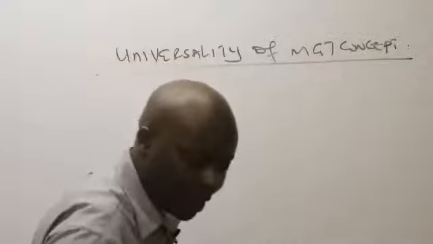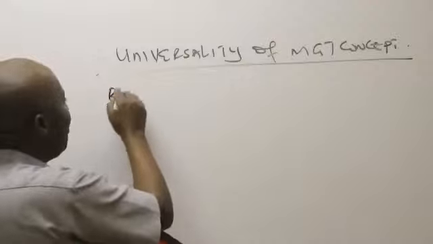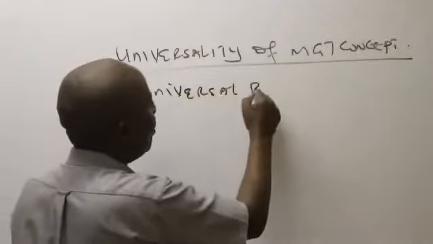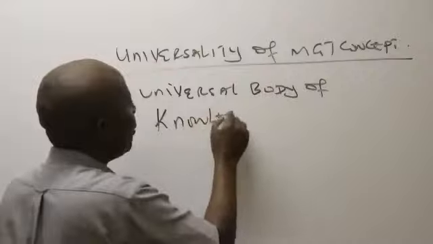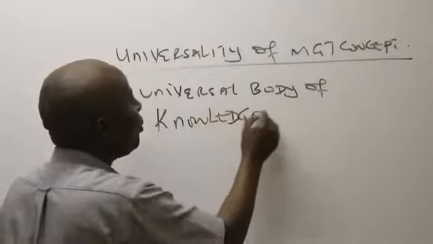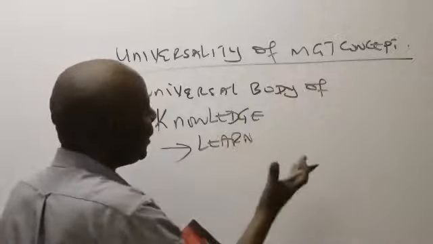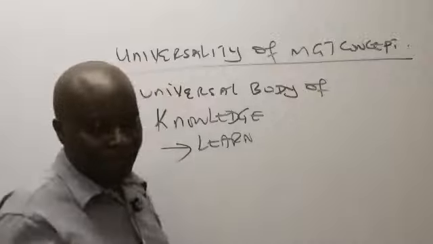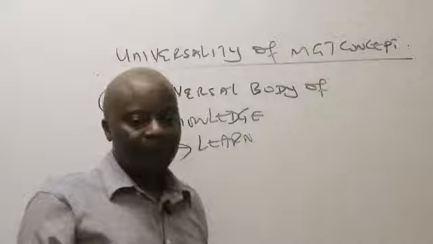So we have here a universal body of knowledge, number 3 or 4, I don't know, universal body of knowledge. So in this case, because of its universality, we are able to learn similar things, management models globally, right?